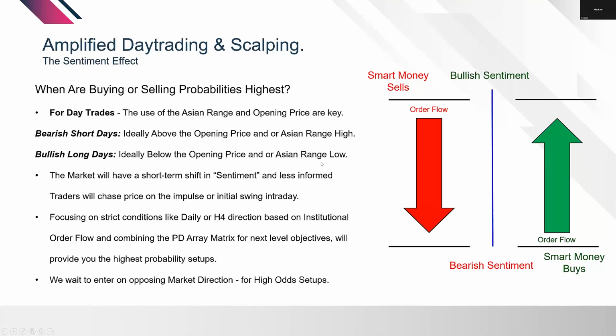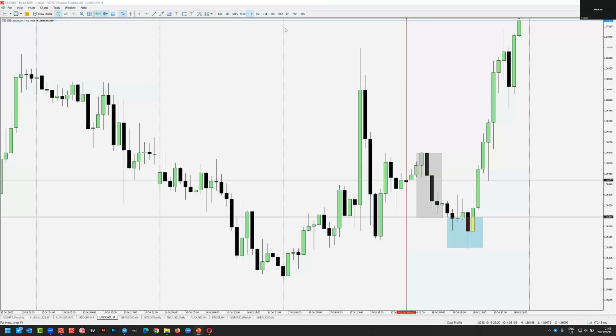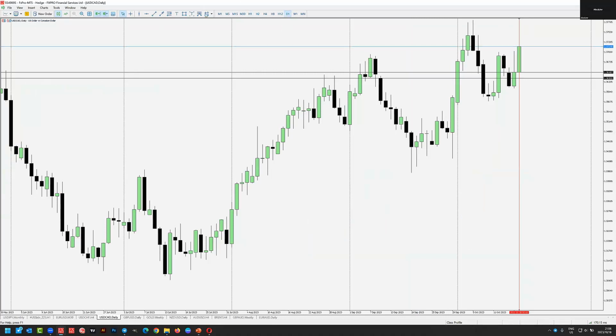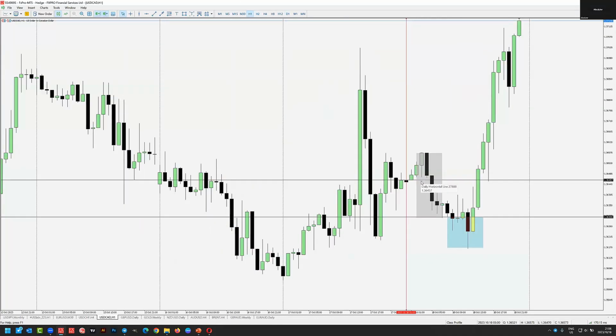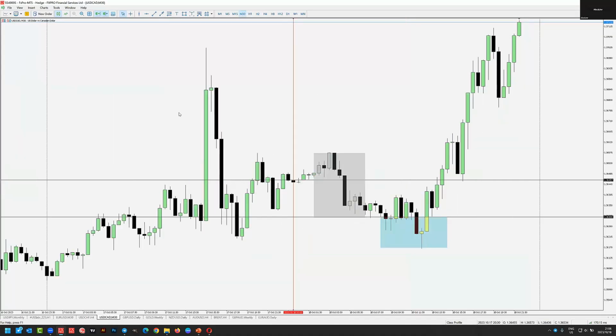and or Asian range low, right? With the sentiment that we have on USD CAD, which is bullish. The moment you see that price has dipped below the opening price and has also dipped below the Asian range low, chances are very high we're going to see an expansion. If you're scalping, you start going now to the 30-minute time frame. You define your discount area. You can see we've got a fair value gap there. Yes, that's a fair value gap on the 30-minute time frame.